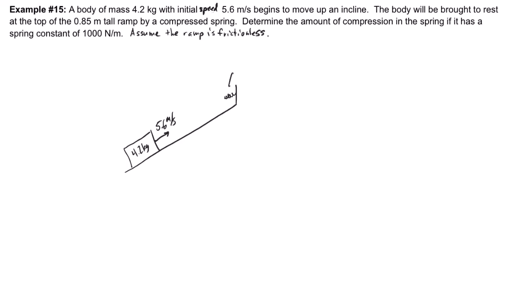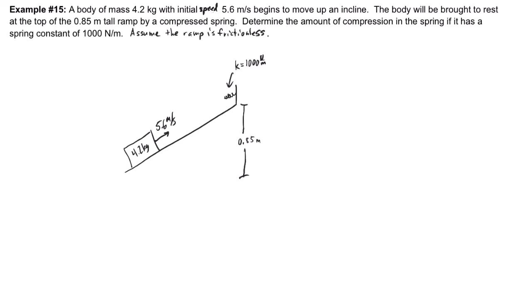It does tell me in the next sentence here that the spring constant is 1,000 newtons per meter. And it also tells me that the ramp is 0.85 meters tall there. All right, so here we go. We are ready to answer this question.